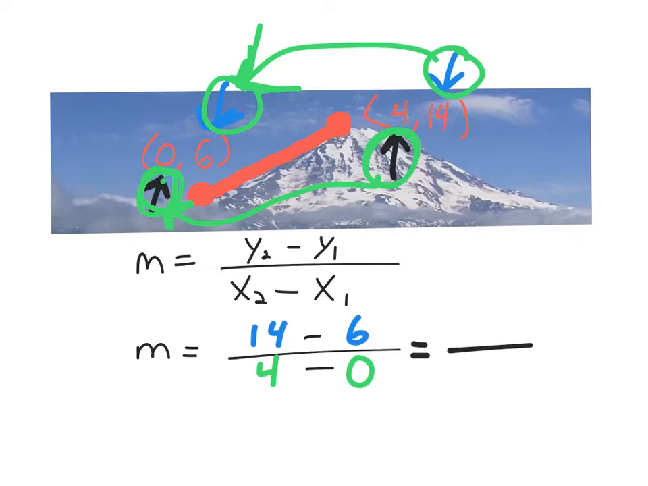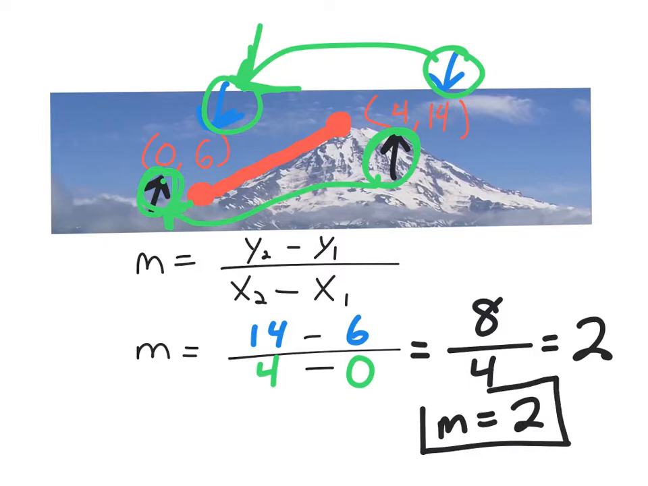So I have 14 minus 6, that would be 8, and then 4 minus 0, that would be 4. I get 2 for my slope. Since my slope is 2, you might even think 2 over 1. What that means is I'm going to rise up 2,000 feet for every 1 kilometer I move horizontally.